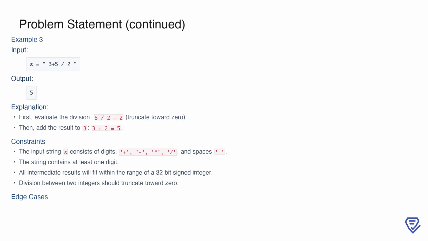The problem also specifies several constraints, such as ensuring all intermediate results fit within the range of a 32-bit signed integer. This guarantees that we won't encounter overflow issues during computation. Additionally, the input string will always include at least one digit, ensuring it represents a valid expression.